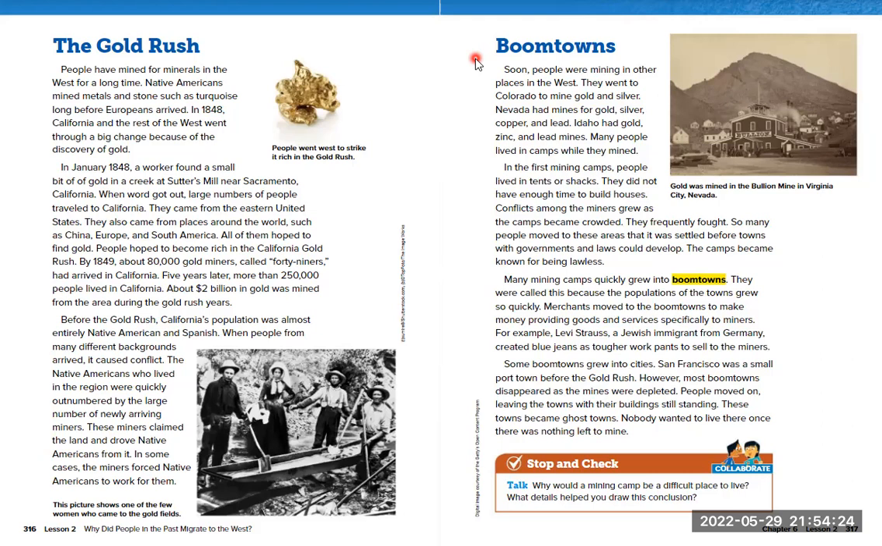San Francisco was a small port before the gold rush. However, most boom towns disappeared as the mines were depleted. People moved on, leaving the towns with their buildings still standing. These towns became ghost towns. No one wanted to live there once there was nothing left to mine. Here we have a photo with the caption, "Gold was mined in the Bullion mine in Virginia City, Nevada."